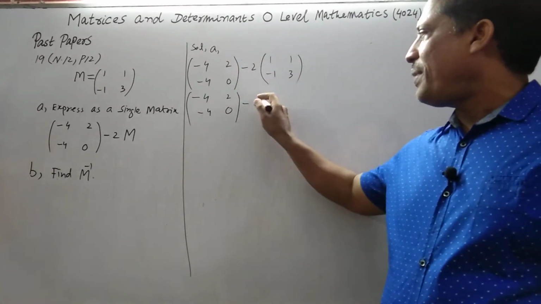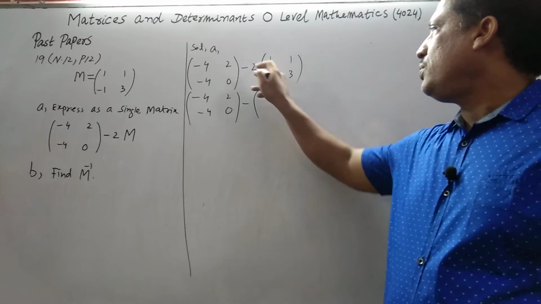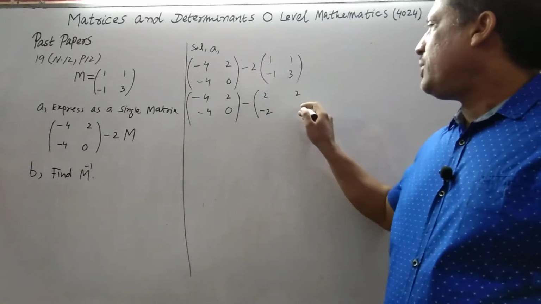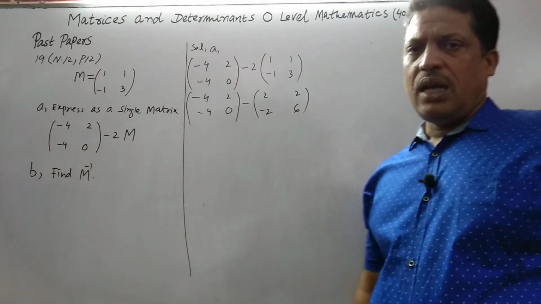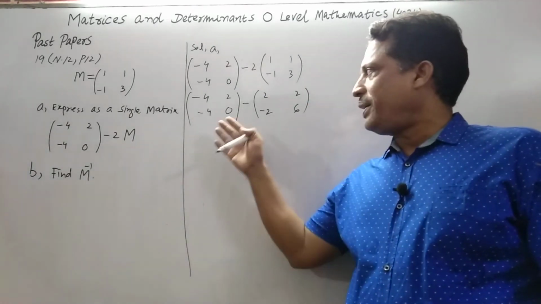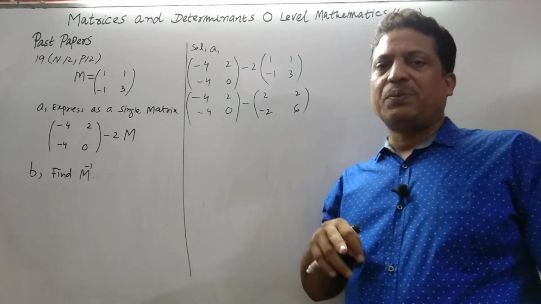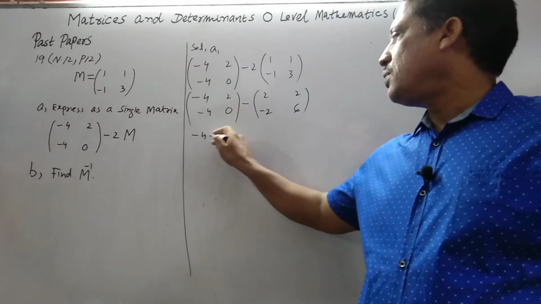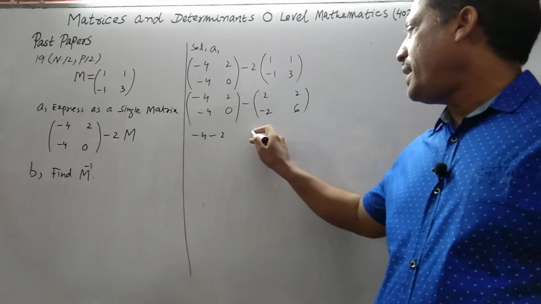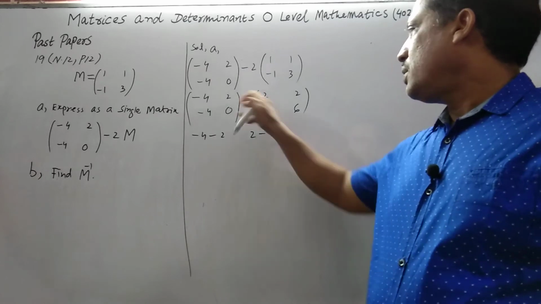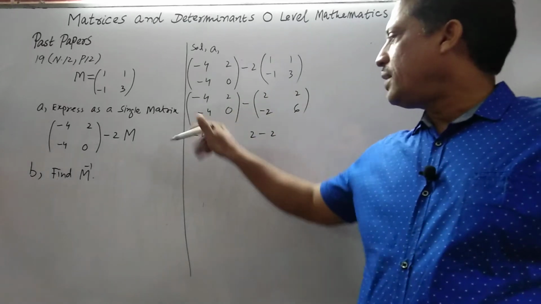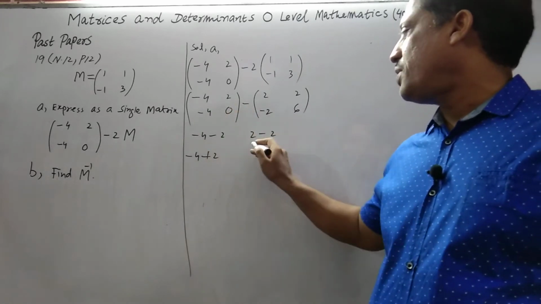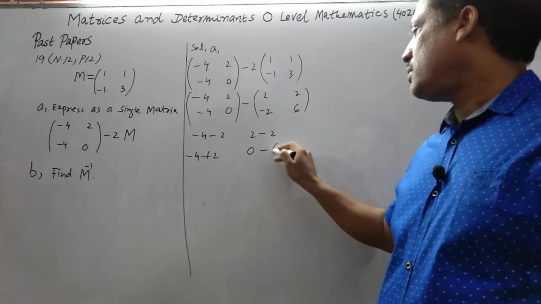So put minus sign, remains minus. 2 1s are 2, 2 1s are 2, 2 1s are 2 into -1 is -2, and 2 3s are 6. And whenever we subtract two matrices, we always subtract corresponding elements, like -4 minus 2, then 2 minus this -2, and this 0 minus plus 6.